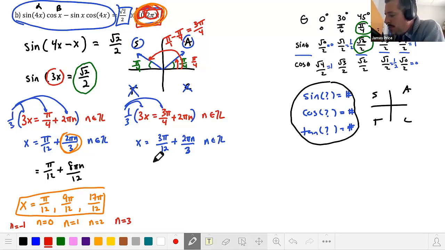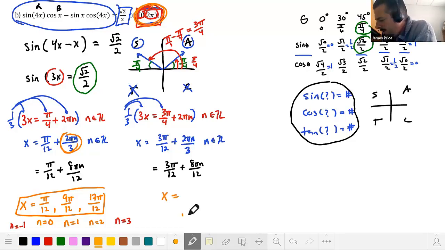And so now we repeat this process over here. You have 3 pi over 12. We're going to a common denominator. So plus, multiply top and bottom by 4, and you get 8 pi n over 12. And so our first answer is x equals, and again, you start with n equals 0. When n equals 0, this term just goes away. Anything times 0 is 0, but you do get 3 pi over 12.